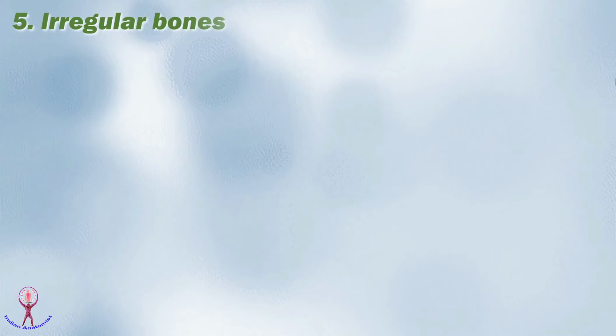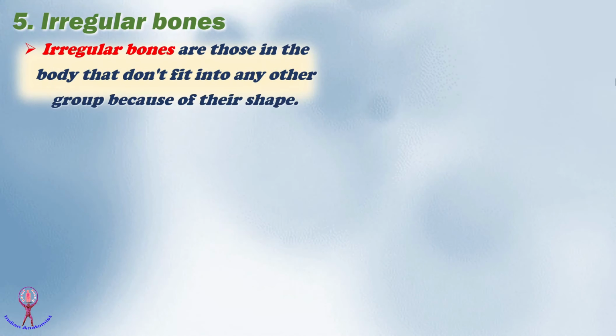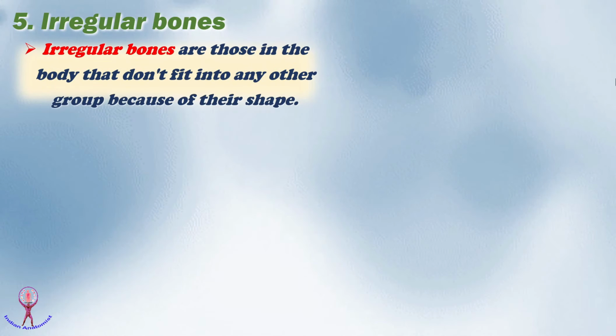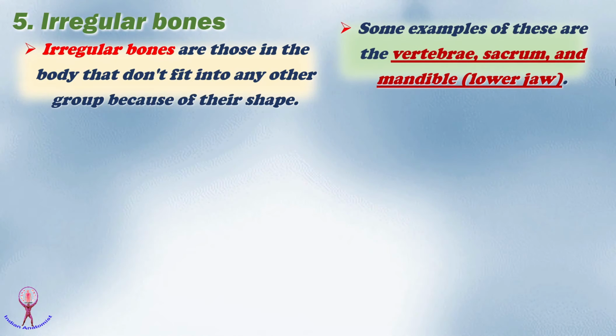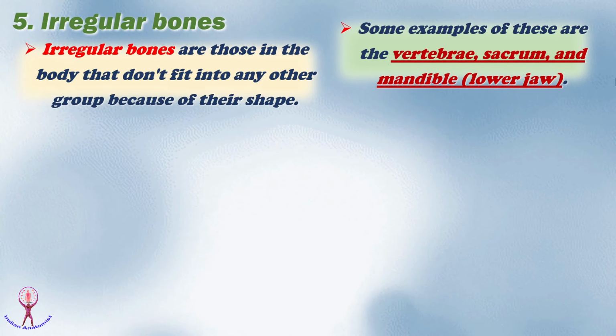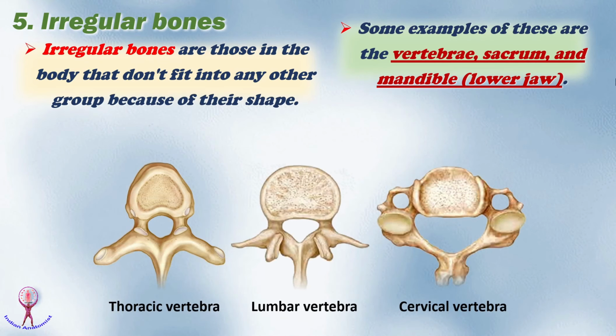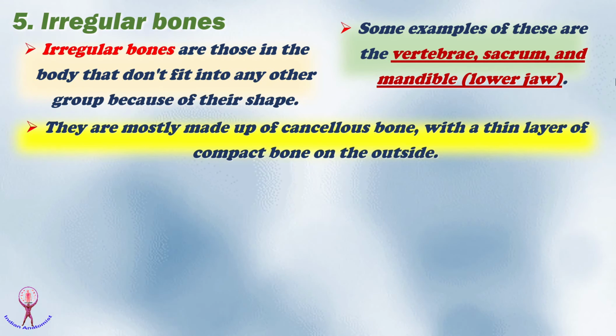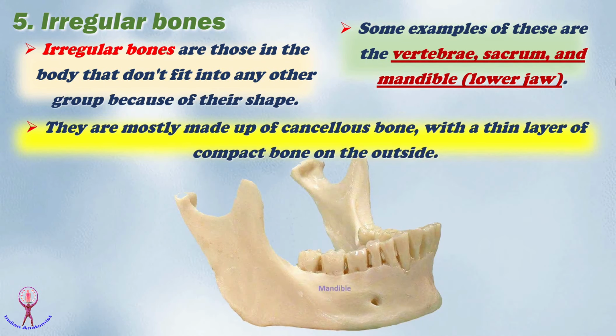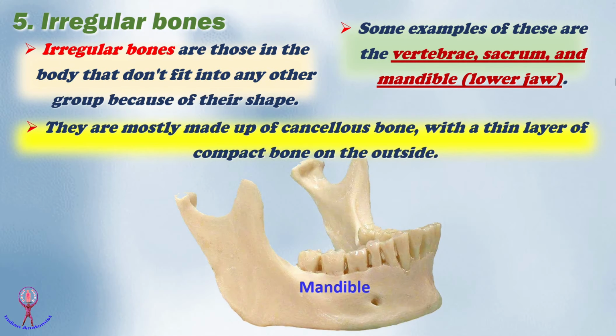Now, what are irregular bones? Irregular bones are those in the body that do not fit into any other group because of their variable shape. Some examples of these are the vertebrae, sacrum, and mandible or lower jaw. They are mostly made up of cancellous bone in the middle, with a thin layer of compact bone on the outside.